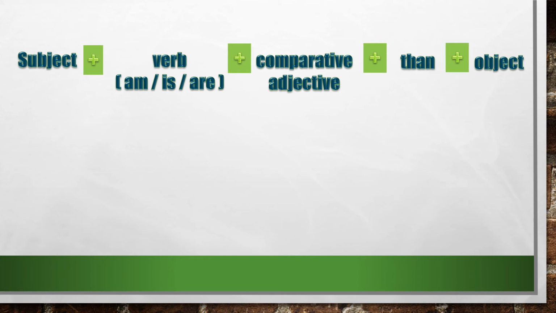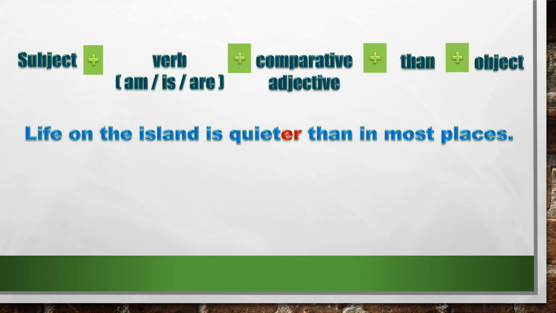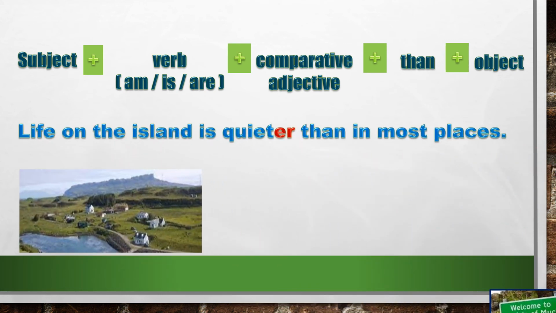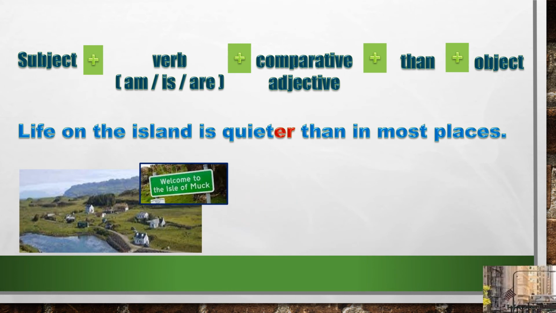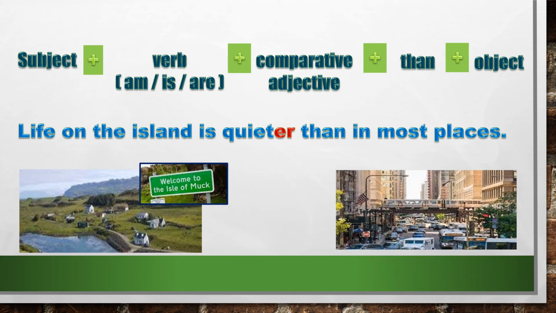Let's look at some examples of comparative adjectives in a sentence. Life on the island is quieter than in most places. Life on the island ialah subjek dia. Verb dia ialah is. Comparative adjective quieter. Quieter daripada perkataan quiet tambah dia dengan er. Kemudiannya diikuti dengan than dan objeknya ialah in most places.